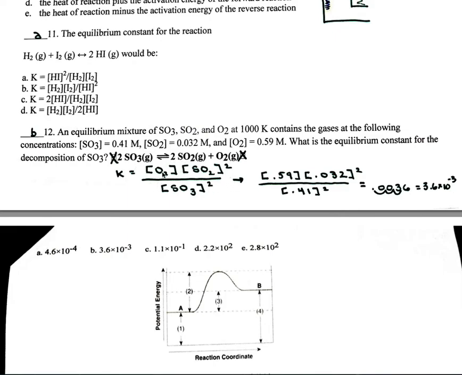Now, I'm going to plug in my values. I know the concentration of O2 is 0.59, the concentration of SO2 is 0.03, and of SO3 is 0.41. So I plug in all those numbers: 0.59 times 0.03 squared, divided by 0.41 squared. I get 0.0036. If I put that into scientific notation by moving the decimal place over 1, 2, 3 places to the right to make it a bigger number, it would be 3.6 times 10 to the negative third. That's my answer. That's B, which is down here, on the same page for you.